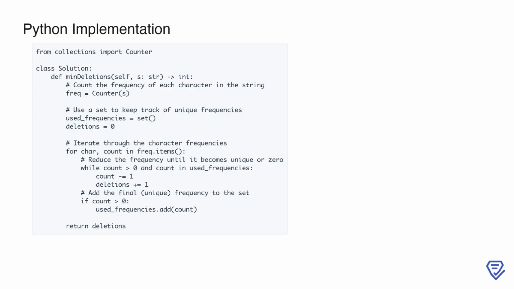For edge cases, this approach naturally handles cases such as strings with all unique characters, where no deletions are needed; strings with repeated characters requiring many deletions to ensure uniqueness; and empty strings, which result in 0 deletions. 5. Return result. Finally, the deletions counter is returned as the result, representing the minimum deletions required.